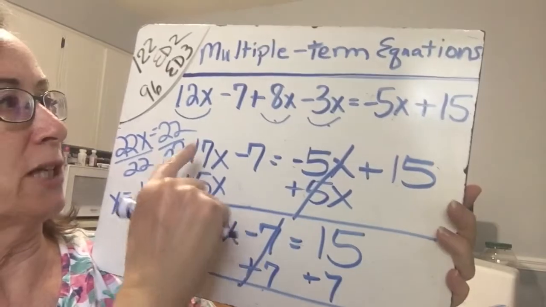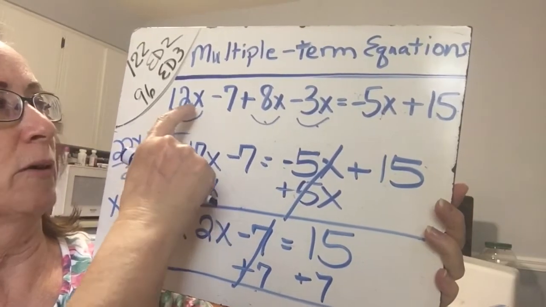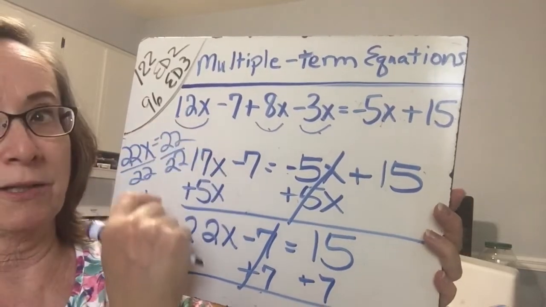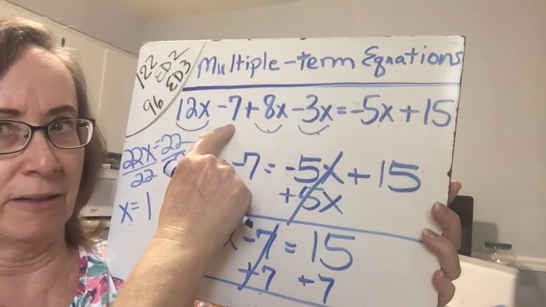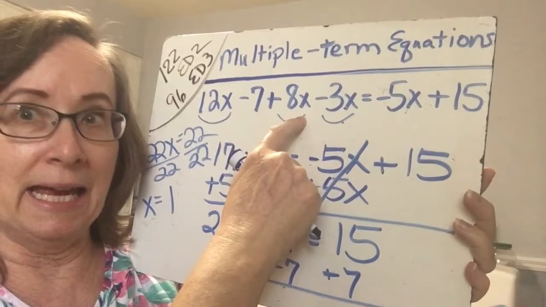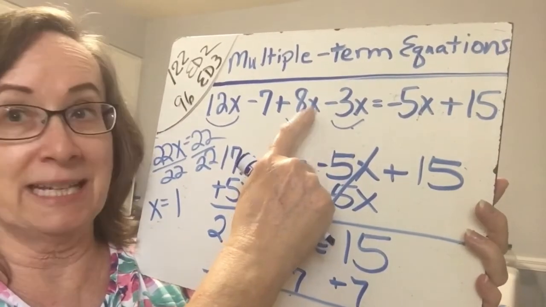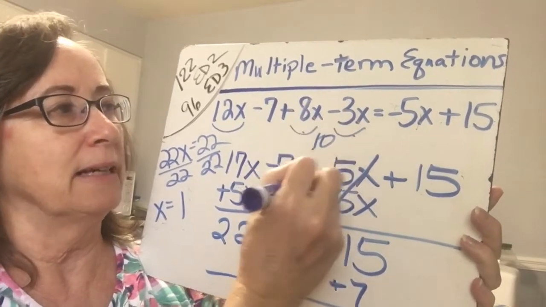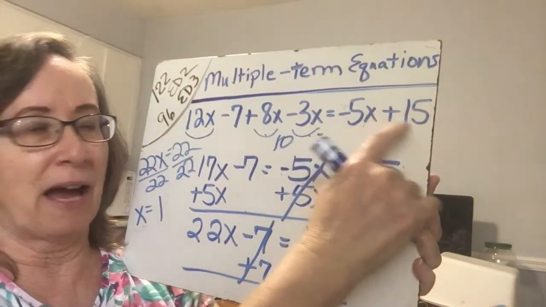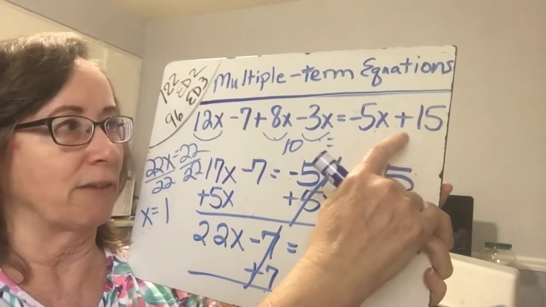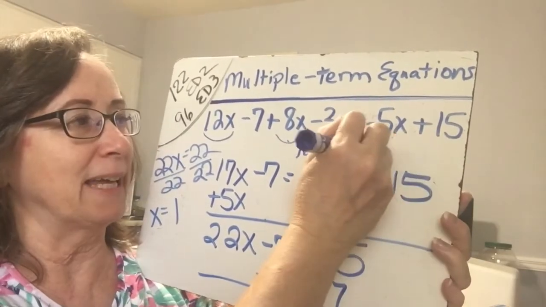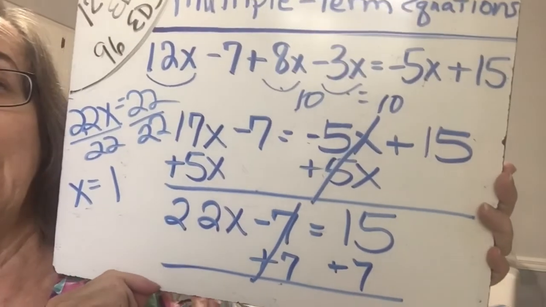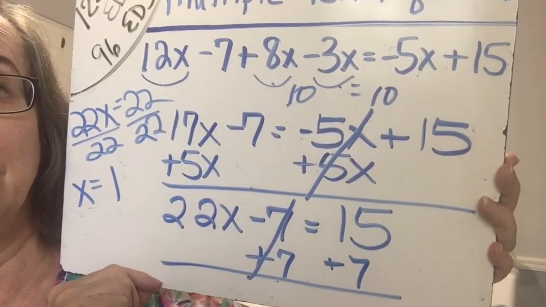Well, let's just mentally check that back again. Okay, so we'll even plug it in back up here because it's so easy. 12 times 1 is just 12, minus 7 is 5, plus 8, which is 13, take away 3 is 10. So we end up with 10 on this side. And then over here, we get a negative 5 times 1, which is negative 5. Plus 15 is 10. We get a 10 on each side. Therefore, it is correct, and 1 is your correct answer.